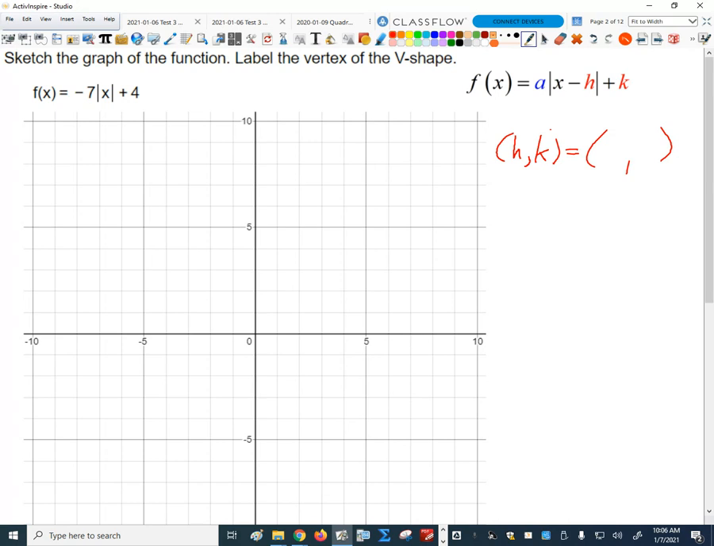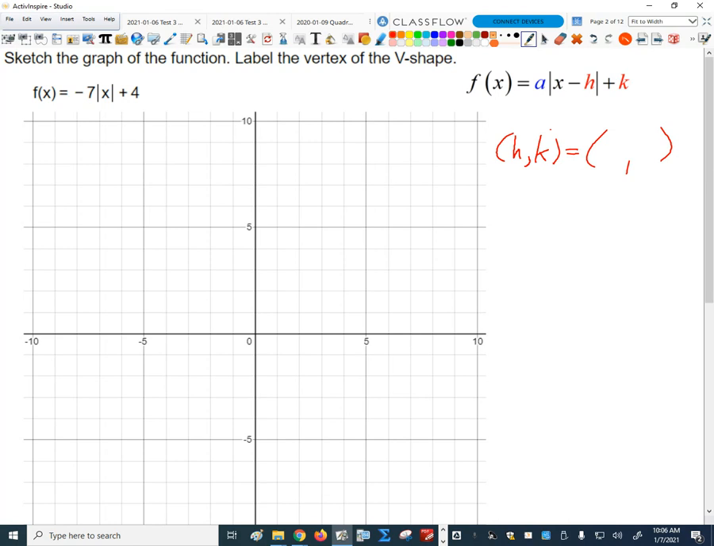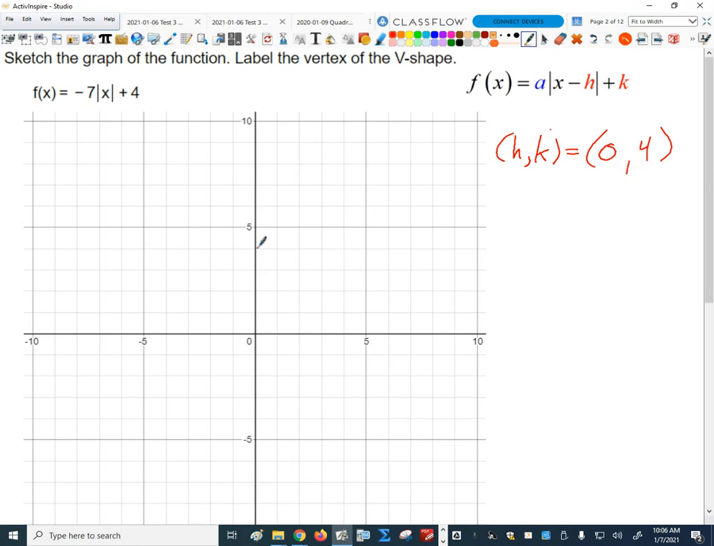Oh, there you are, Dawson. Now I hear you. All right, so k would be 4, and then h would be 0. There you go. Good, perfect. Because nothing is being subtracted from x, so h is 0 and k is 4. So our vertex goes right there, doesn't it? The point (0, 4).